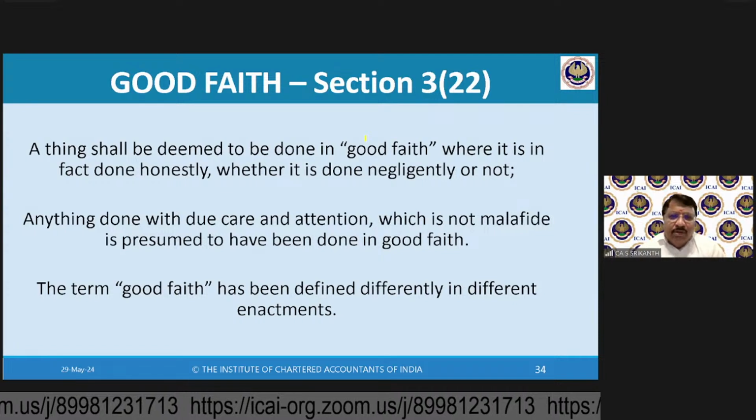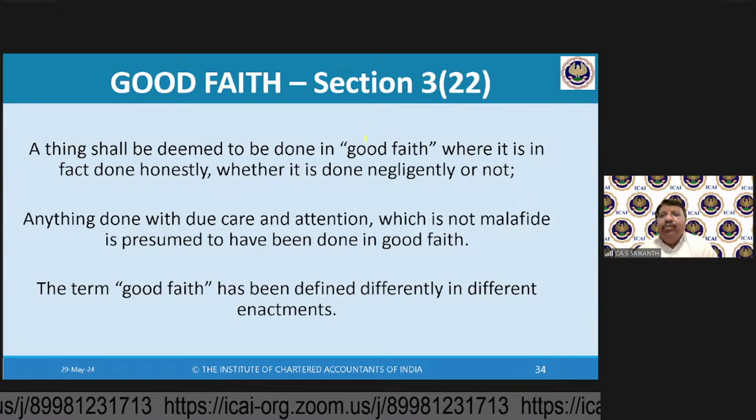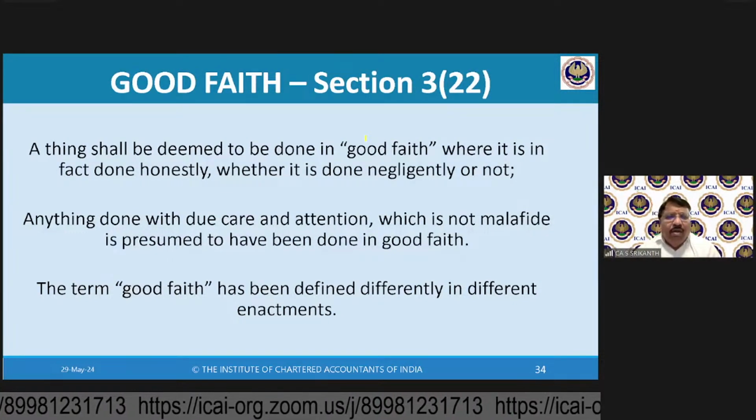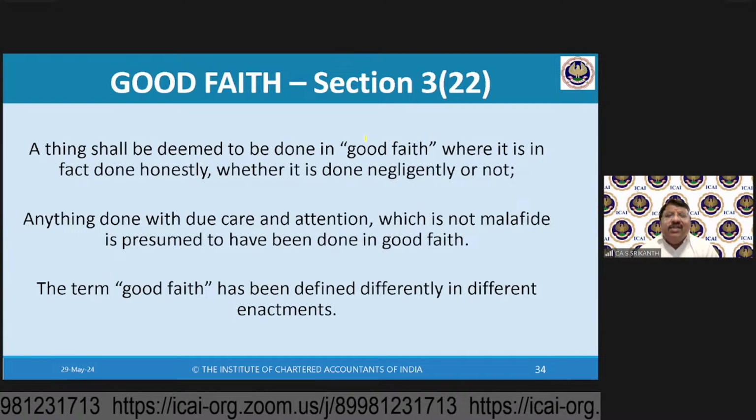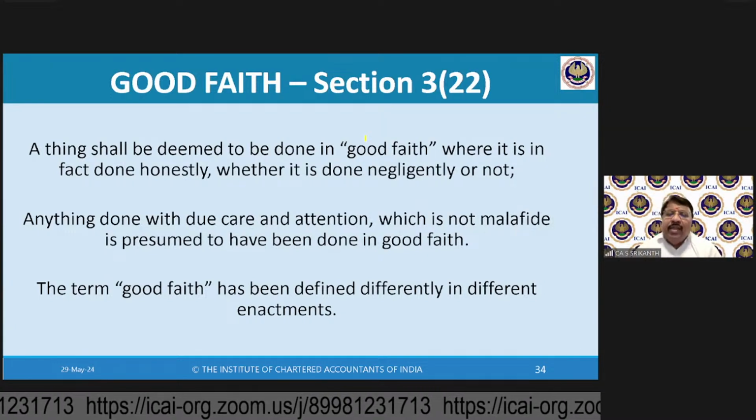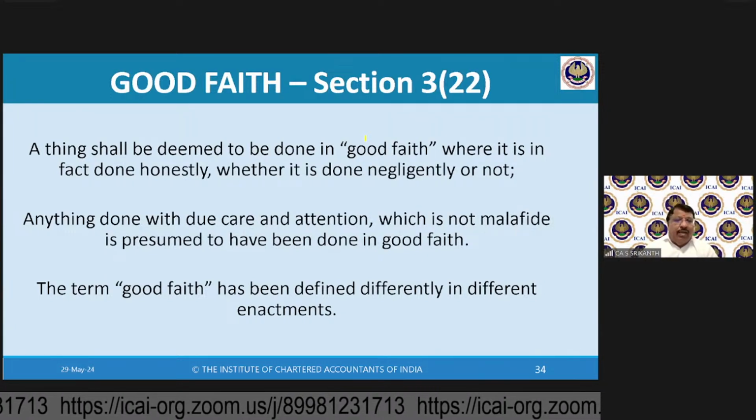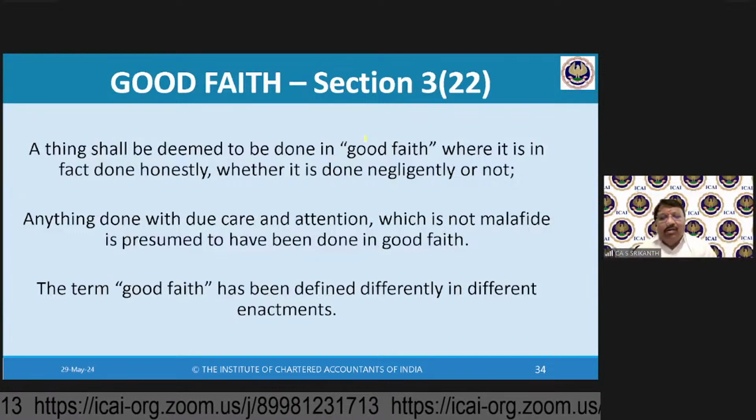Also, see, I do something to you or for you with the intention that I want to benefit you, but the effect is that you are suffering.